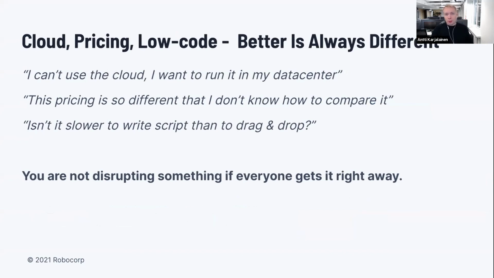And then, talking about more of the disrupting angle, better is always going to be different. So whether it's cloud-based, different pricing, competing against low code, we hear things like, we can't use the cloud. I want to run in my data center. The pricing is so different that we don't know how to compare it, or thinking around low code. Well, isn't scripting going to be always slower than low code, which is typically not. But I guess you're not doing something different if you're not getting this pushback. So that should be expected, I think.